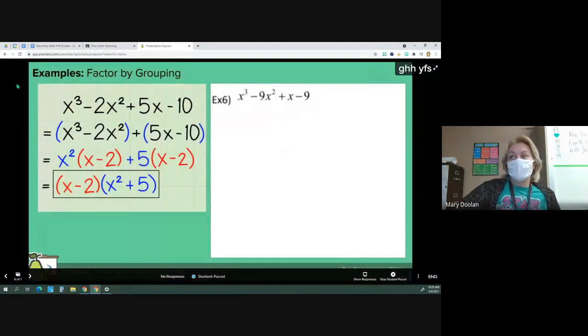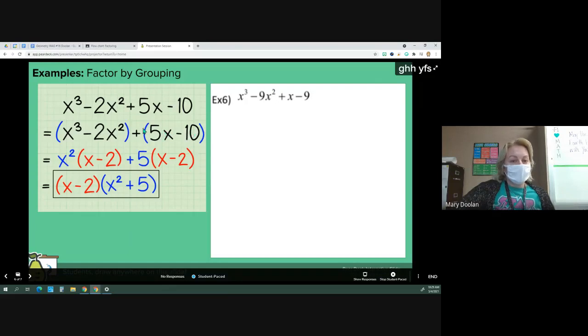So here's an example. It's totally worked out of factoring by grouping. You're starting with this polynomial here, x cubed minus 2x squared plus 5x minus 10. This polynomial has 1, 2, 3, 4 terms. If you look at each term, there's no common factor amongst all 4 terms. So you try factoring by grouping. So you group the first 2 terms together with parentheses to make this binomial. And then you come over here and group these 2 together with parentheses.